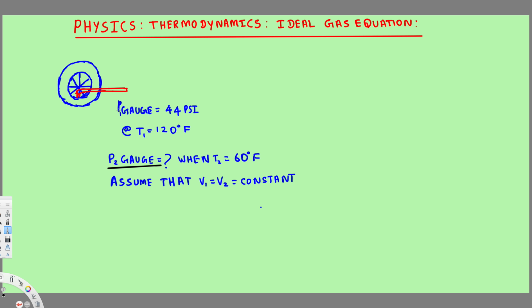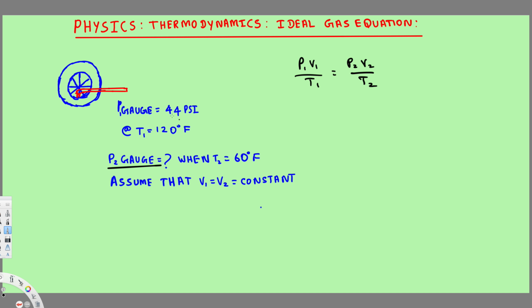Whenever we have P, T and volume related, we can use the combined gas law. That is P1 V1 over T1 is equal to P2 V2 over T2, right? But before we do that, the temperature is in degrees Fahrenheit. Whenever we use ideal gas equations, we always have to convert the temperature into Kelvin. We can't use degrees Fahrenheit or degrees Celsius. So that's going to be one of the steps.